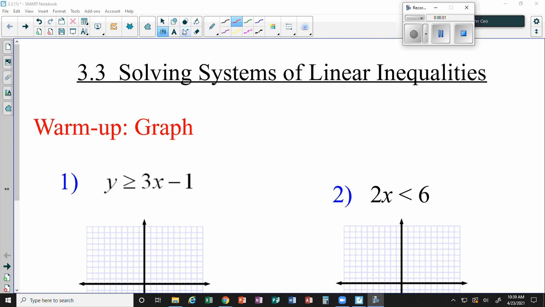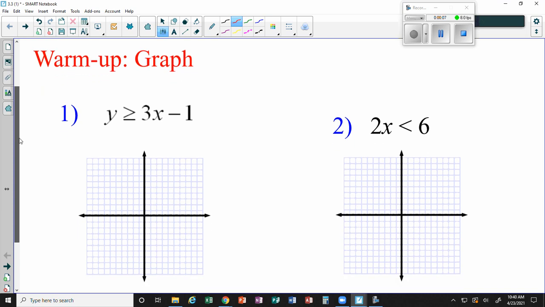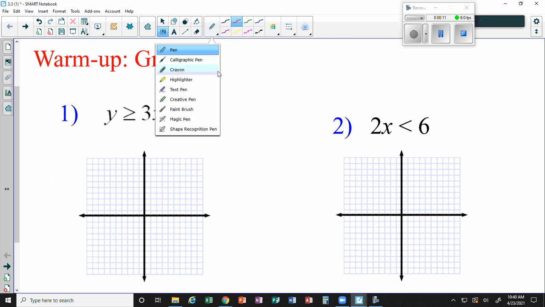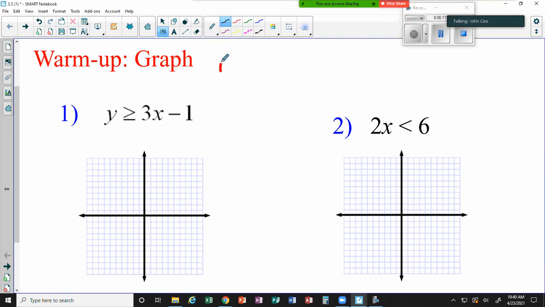Got to remember how to graph linear inequalities. We did these earlier this year. So now remember, let's do our steps. Step 1. Solve for y.